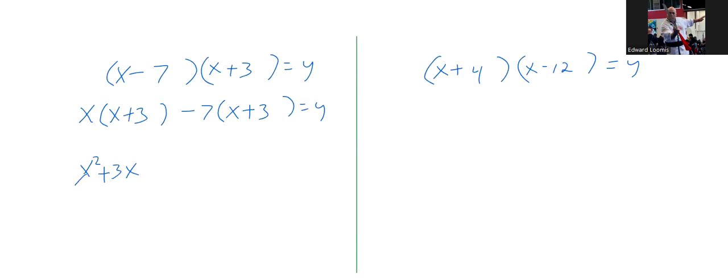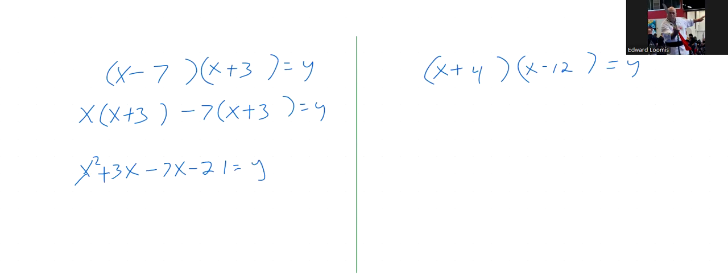Negative 7 times x, 7 times x is 7x. Negative times positive makes that 7x negative. 7 times 3 is 21. Negative times positive makes that 21 negative. And that whole thing is equal to y.